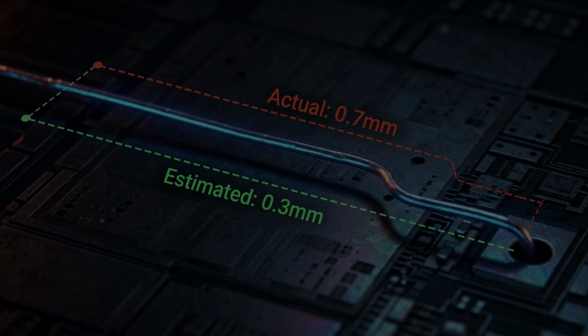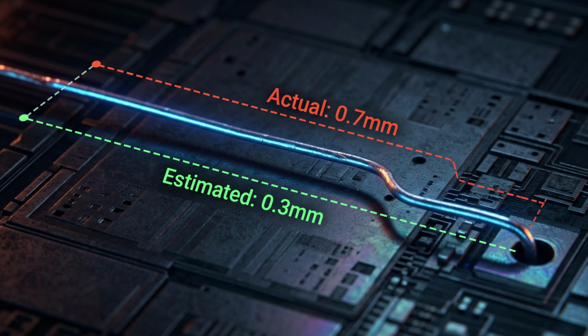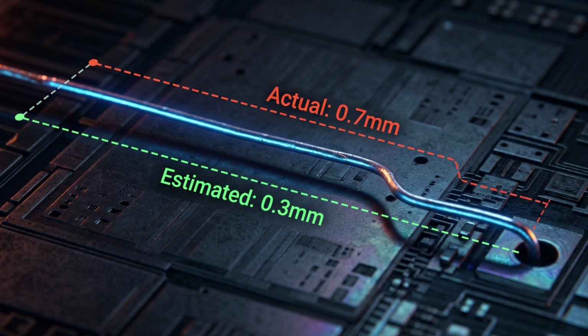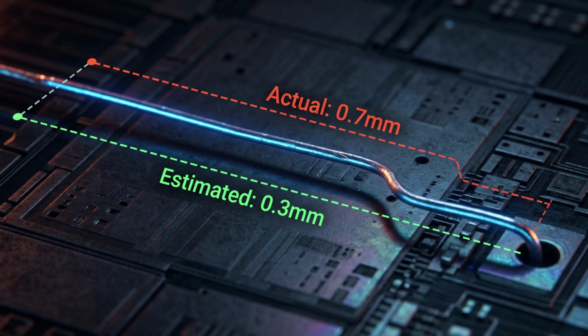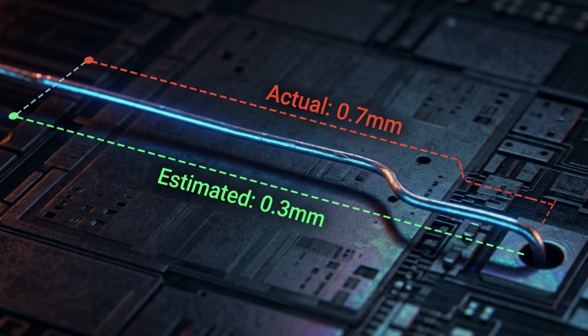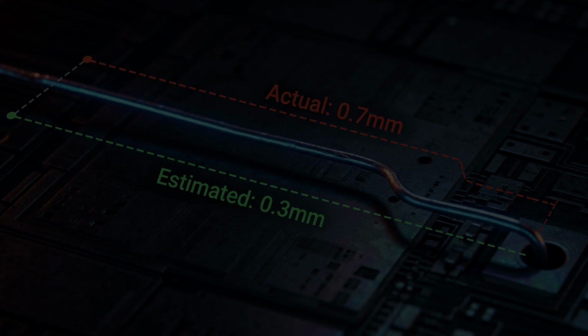As the wire gets longer, delay increases. A wire estimated at 0.3 millimeters in synthesis can reach 0.7 millimeters after routing. This difference is critical for us, because we are talking about nanoseconds here. Timing closure is only possible now.